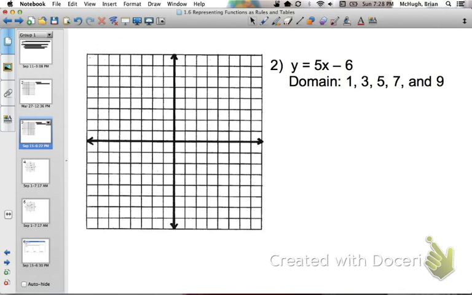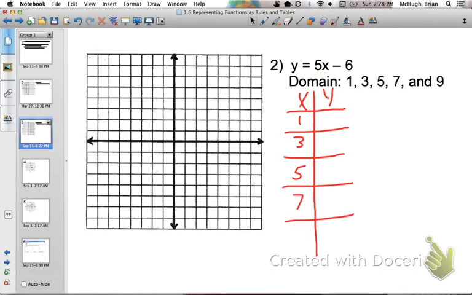Here's another example. The function y equals 5x minus 6 with a given domain of 1, 3, 5, 7, and 9. Again, we're going to start out with a table of values, x's for the input and y for the output. We've got an input of 1, 3, 5, 7, and 9. With an input of 1, we're going to multiply by 5 first. Do multiplication before subtraction, order of operations. So 5 times 1 is 5, minus 6. Our output's going to be negative 1. Input 3, 3 times 5 is 15, minus 6 is 9. Input 5, 5 times 5 is 25, minus 6 is 19. 7 times 5 is 35, minus 6 is 29. And lastly, 9 times 5 is 45, minus 6 is 39.